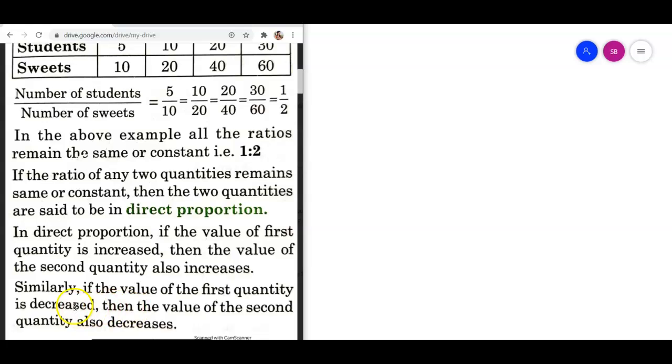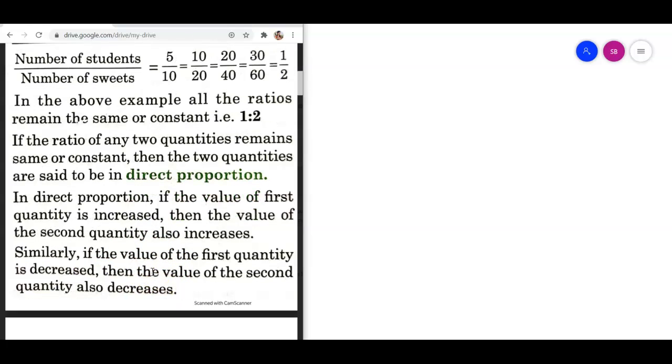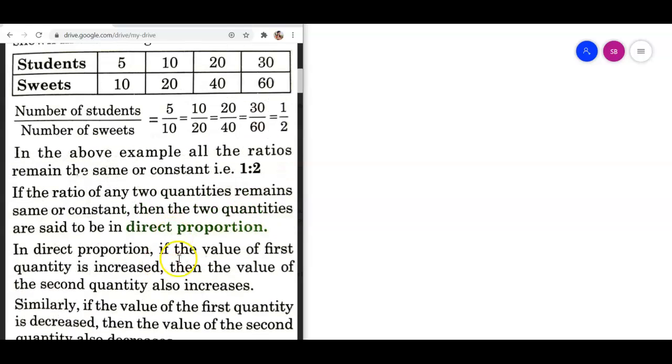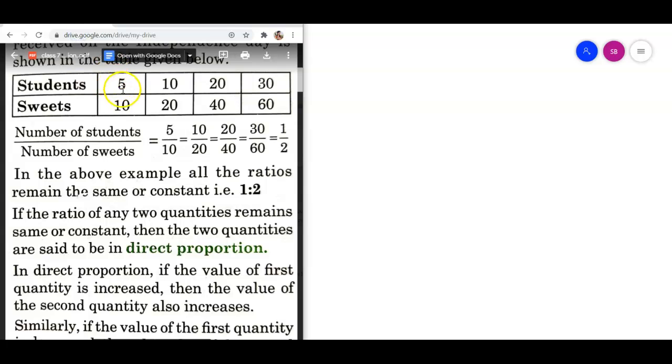If we learn ahead, in direct proportion, if the value of first quantity is increased, then the value of the second quantity also increases. Just as we saw now. If the number of students increases, the number of sweets also increases. The number of students increases from 5 to 10 to 20 to 30, and the number of sweets also increases from 10 to 20 to 40 to 60. In the same proportion as the first quantity increases, the second quantity increases throughout.